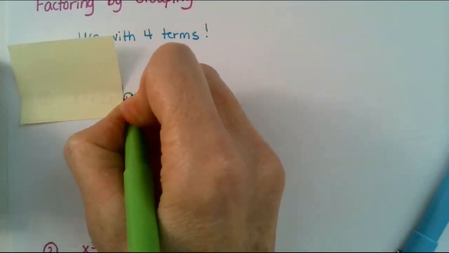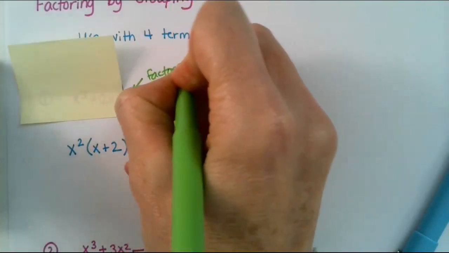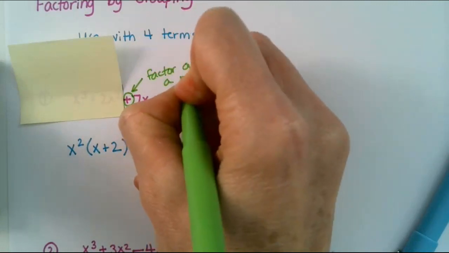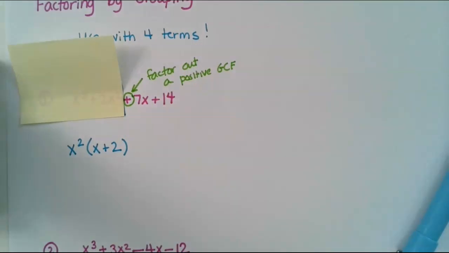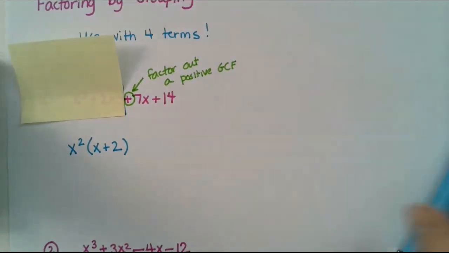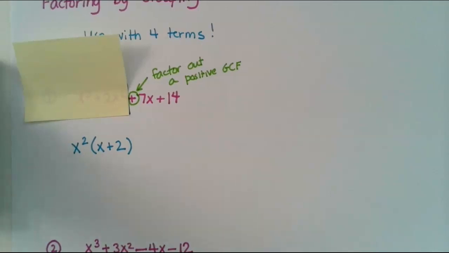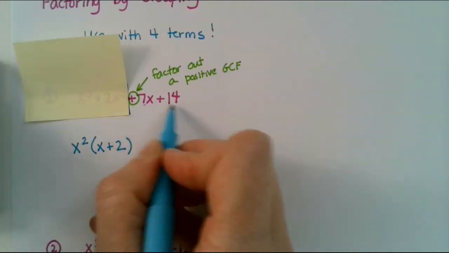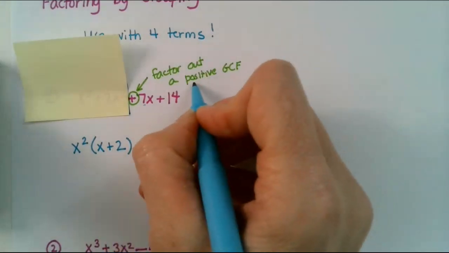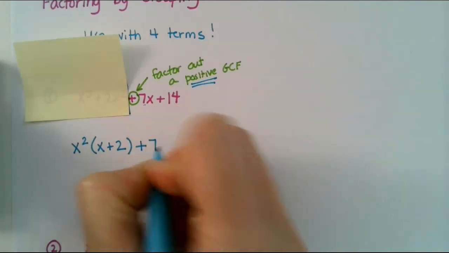It is a clue. So when you see that it is positive, it means that you're going to factor out a positive GCF from the second group. If it was a negative, we'd factor out a negative GCF. But it's a plus, so we're going to factor out a positive greatest common factor. So the greatest common factor between 7x and 14, I hope you recognize, is 7, and it's a positive 7. So I actually need to write plus 7.